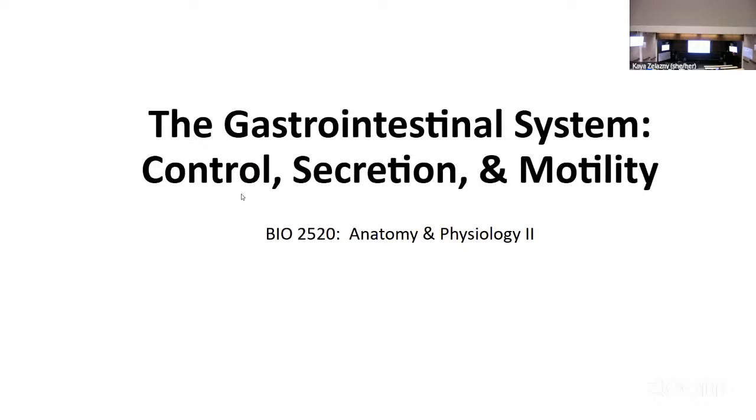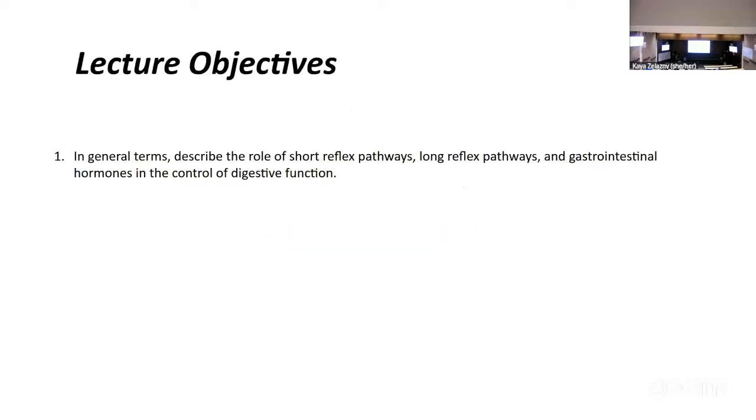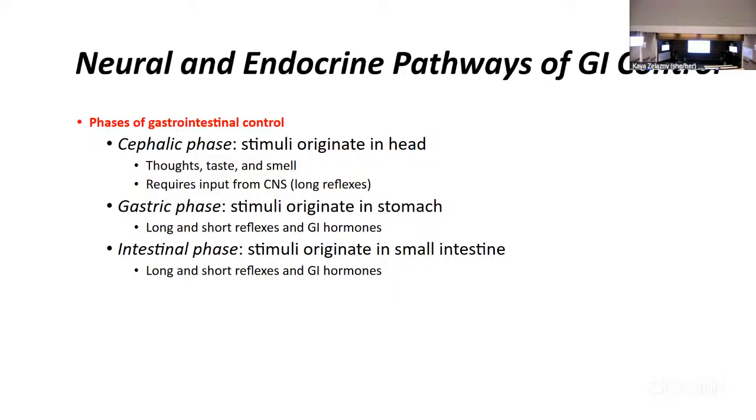Okay. We're going to move forward into the very beginning of understanding how we're controlling the GI system, a little bit about secretion, a little bit about movement. So that's what we mean by motility. We mean movement of our GI tract. Okay. So we're going to start by thinking about some pathways.